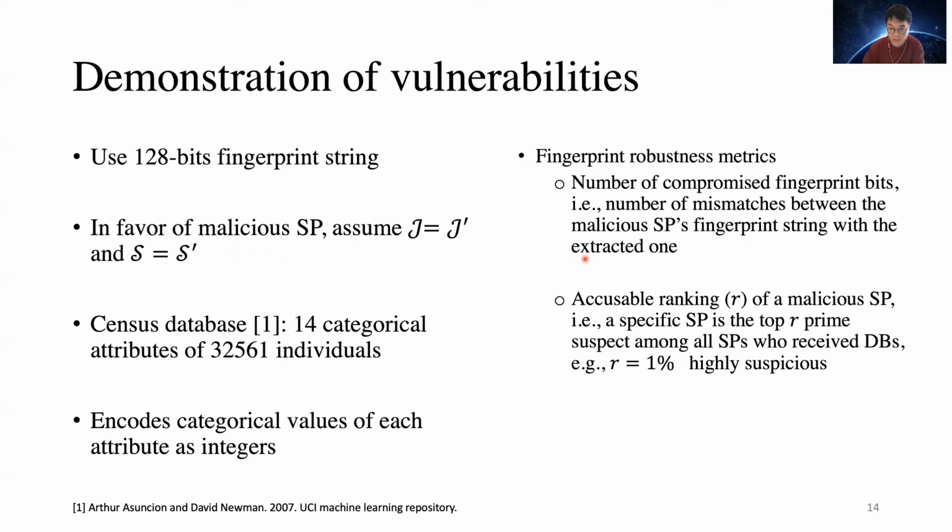And in the experiment, we consider that the database owner has shared her database 1,000 times. So if an attacker ranks top 1 accusable, it means he is highly suspicious for the data leakage. If 50%, then he is just modestly suspicious. If R equals 99%, it means that with very high probability, the database owner will accuse other innocent service providers for the data leakage.